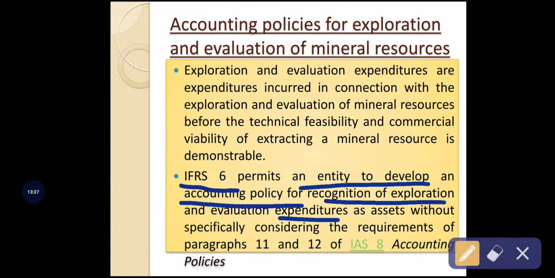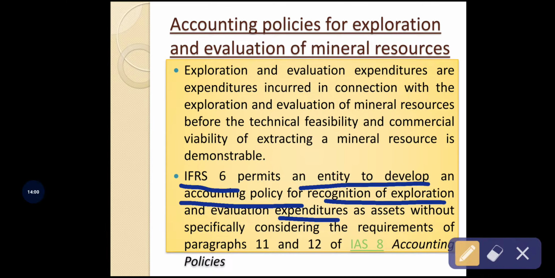Based on that recognition cost, it must permit the business organization to develop the necessary accounting policies that must be connected, or that must be required, for the exploration and evaluation of the mineral resource activity. Okay, so the assets without specifically considering the requirements of paragraphs 11 and 12 of IAS 8 accounting policies.